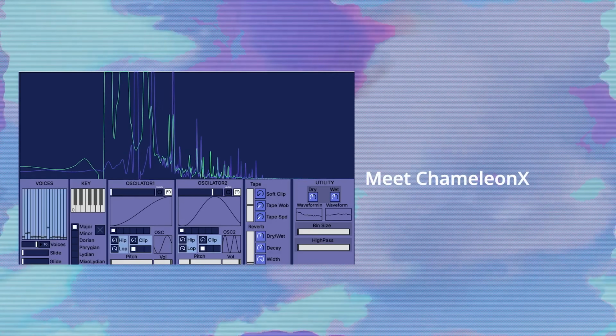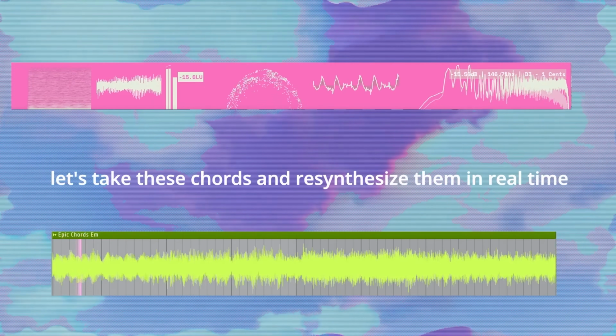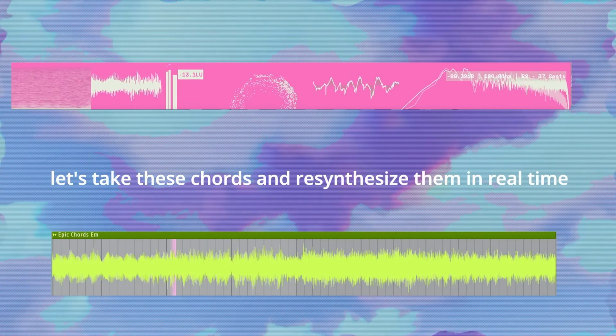The one we're gonna use is called Chameleon X. So basically it does a similar sort of thing. From what I understand, it resynthesizes it and creates it with oscillators. And then you can snap it to key and you can change what the oscillators are doing.